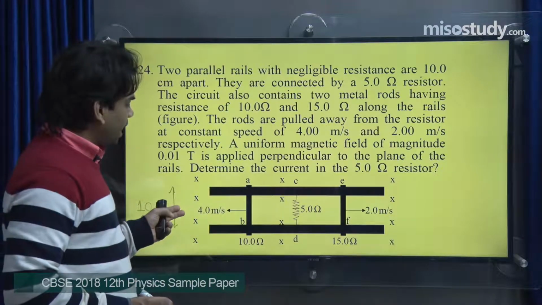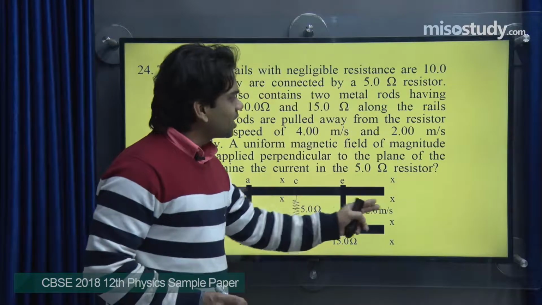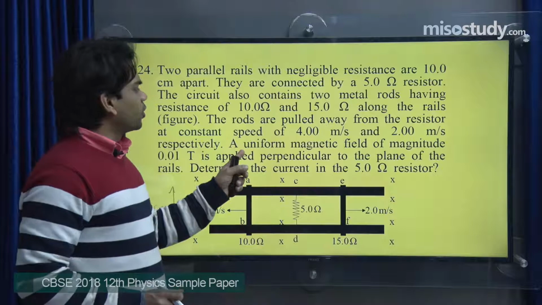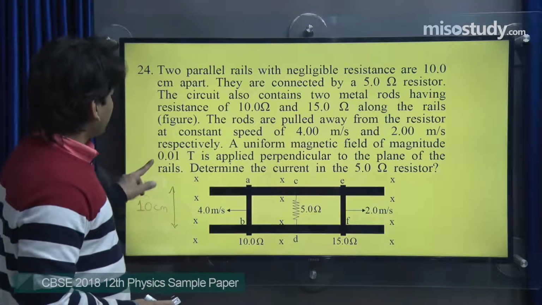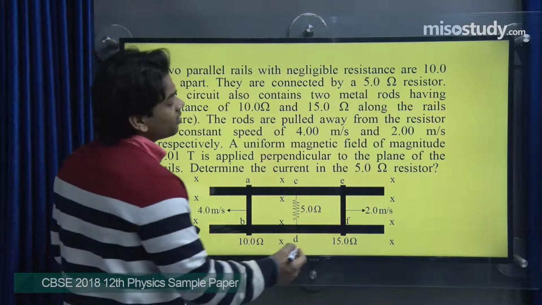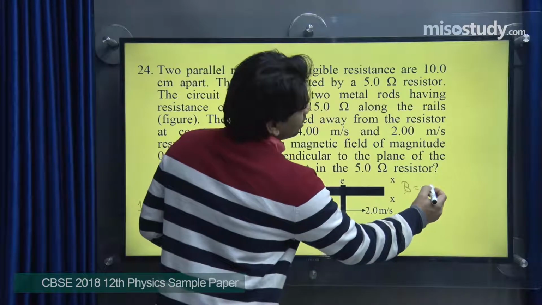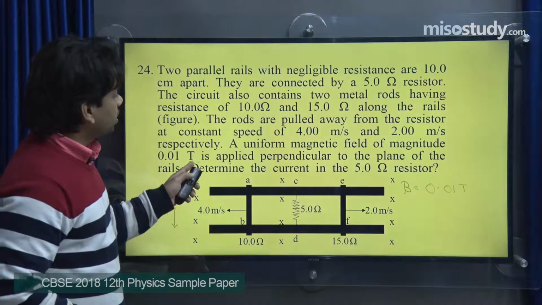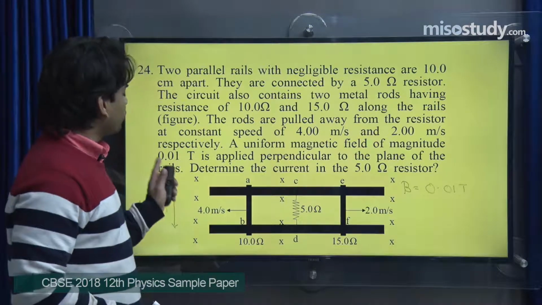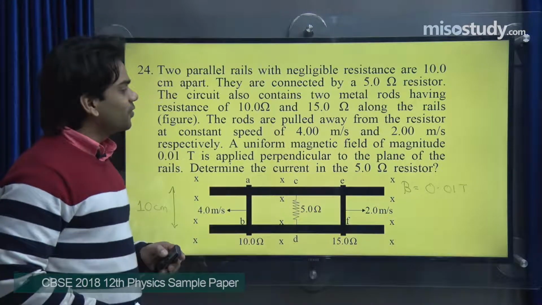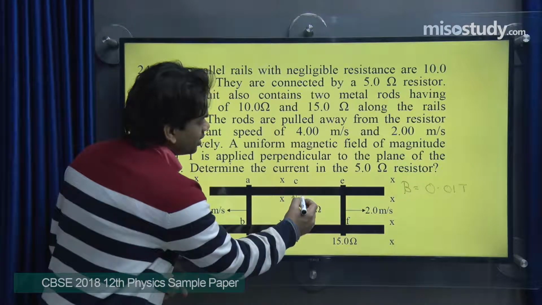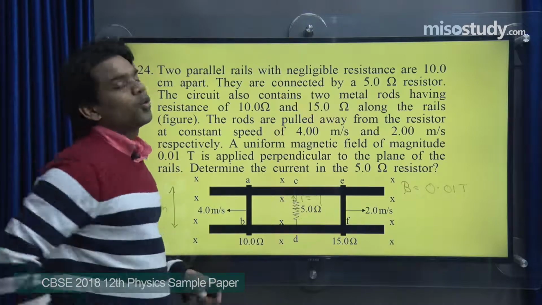and this at 2 meter per second respectively. A uniform magnetic field of magnitude 0.01 Tesla, which I am writing here, is applied perpendicular to the plane of the rails. Determine the current in the 5 ohm resistor. If you want to find out what is the current in this resistor, that is what is required.